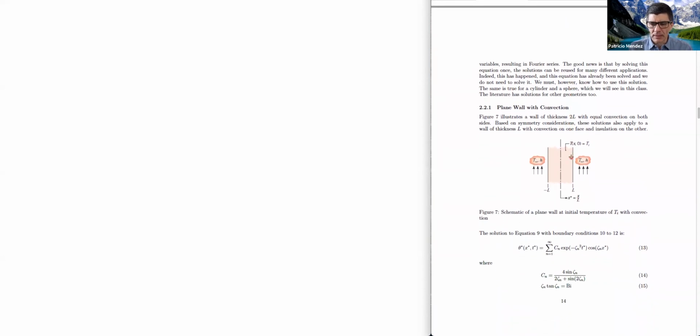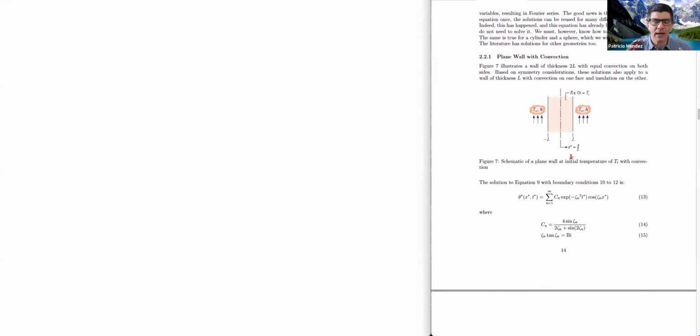Okay, so now that we have packed this, every wall of every material surrounded by any fluid, we have packed into a universal equation. If we solve that equation, we solve the equation forever. That equation is not too difficult. It's actually within the things that you were taught in math, but we will not worry about that.